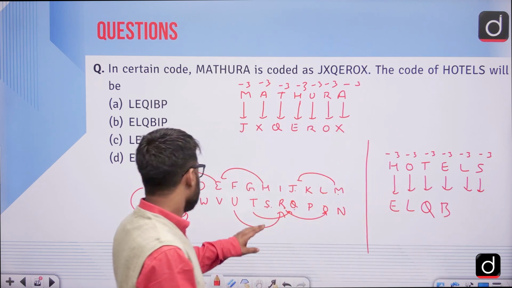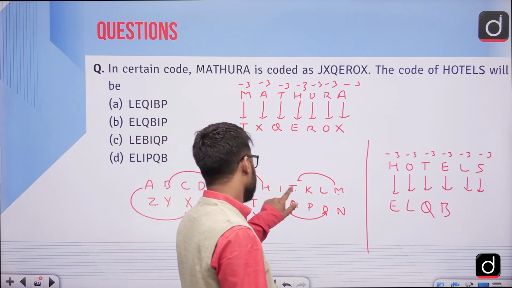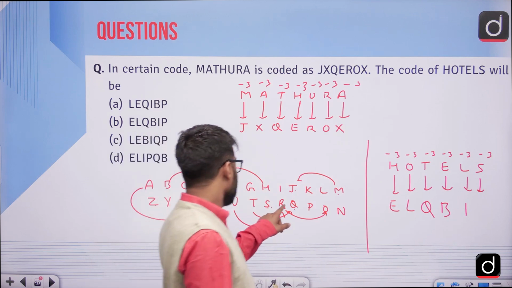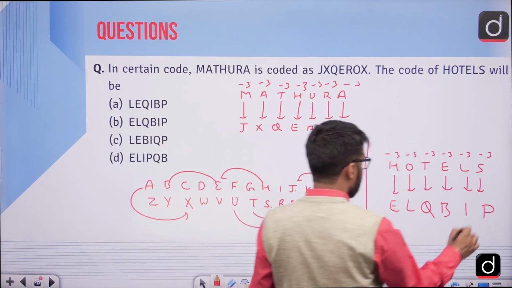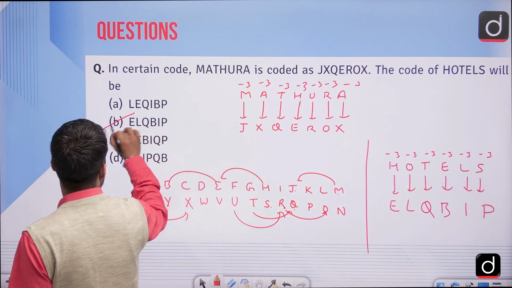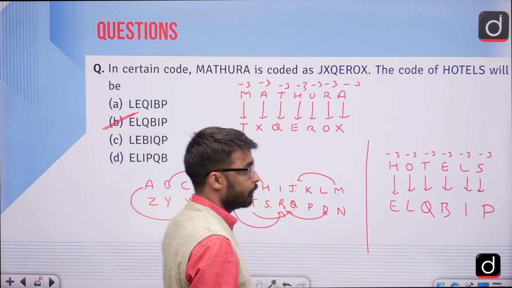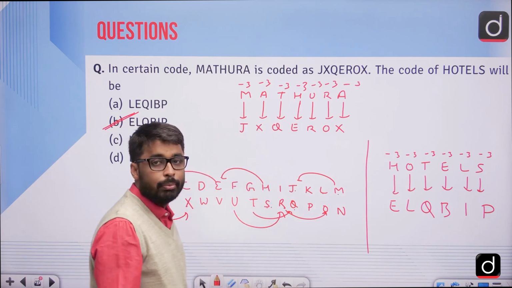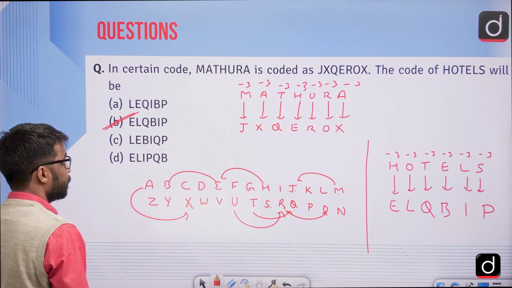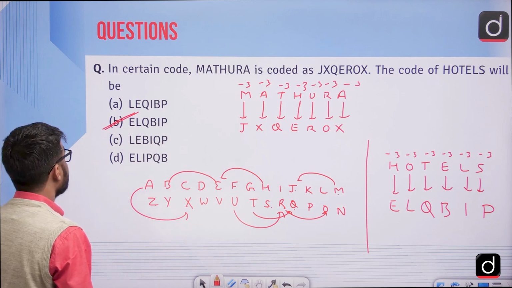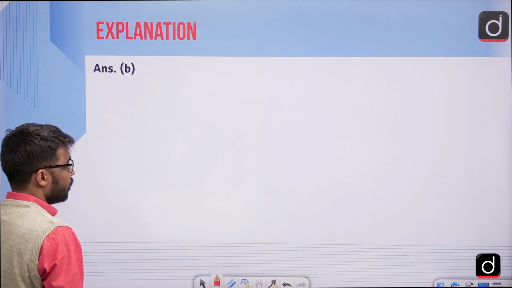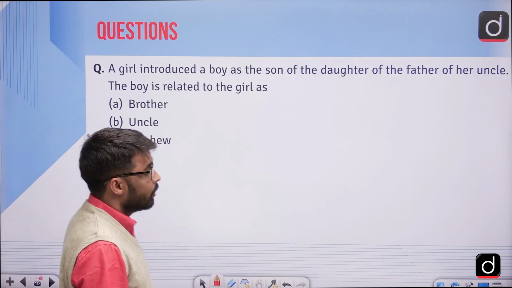For L at a gap of -3, 1, 2, 3, it would be I. For S at a gap of -3, 1, 2, 3, it would be P. So my answer would be ELQ BIP. Right, so that was your answer, option B. Every letter was at a gap of -3.